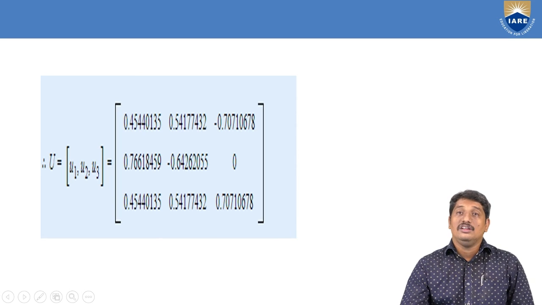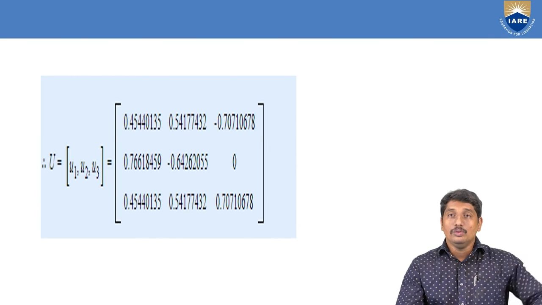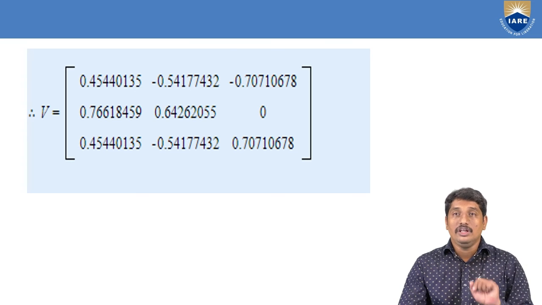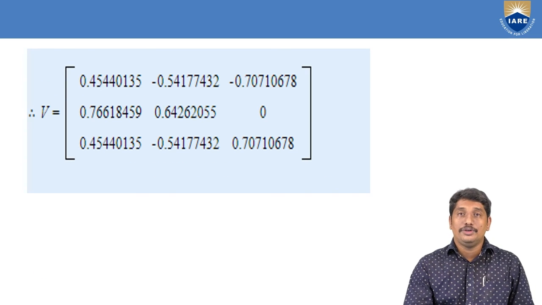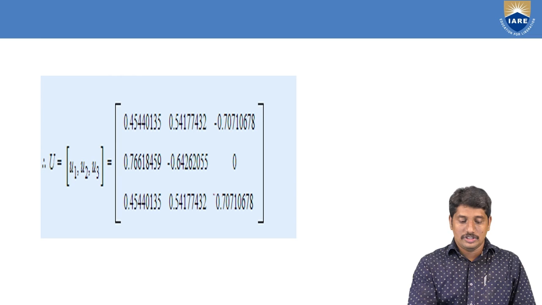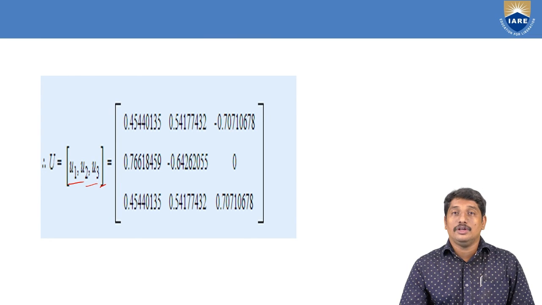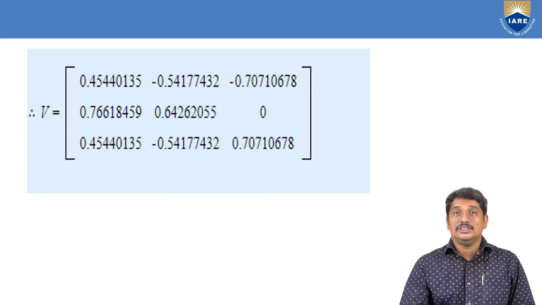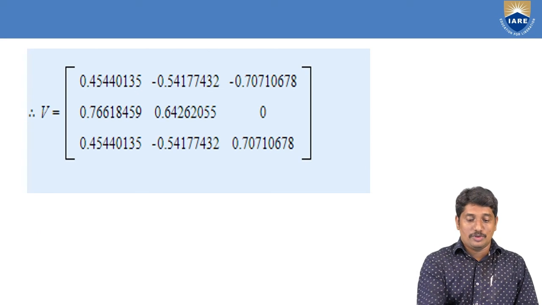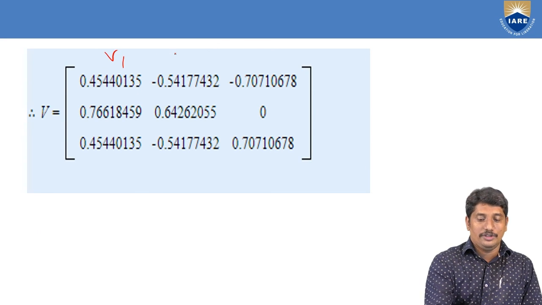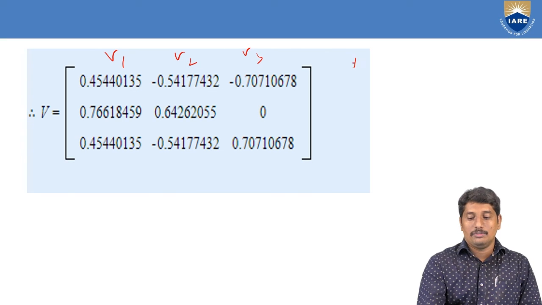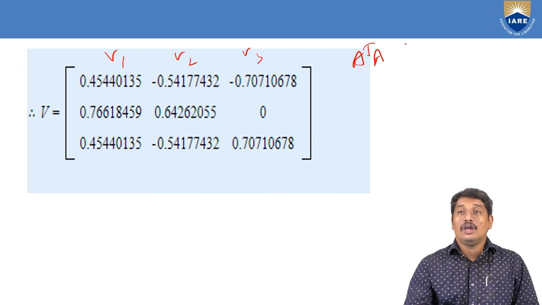And finally, this is our U, this is our V. How do we write it? How do we write U? U is nothing but U1, U2, U3 corresponding to the eigenvectors of A into A transpose, and this is matrix V, formed with the help of vectors V1, V2, V3 from A transpose into A.